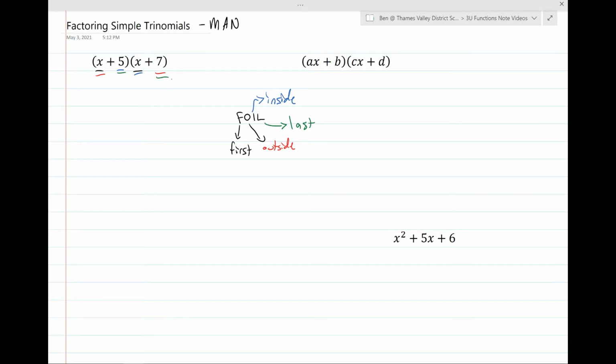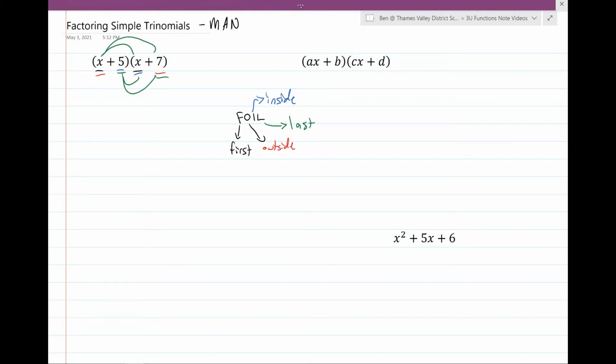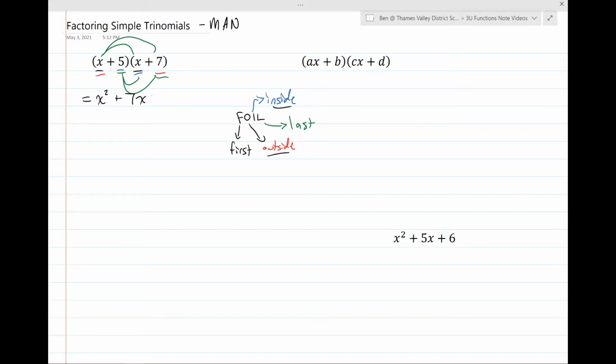So you'll notice that each term of each factor is used twice, and that makes sense because each term is going to be multiplied by each term in the other pair of brackets. So we're going to expand it. That means x times x would be our first term. That's x squared. Our second term would be, again, the outside, so that's x times 7. Gives me 7x. And then the inside terms, which would be 5 times x.